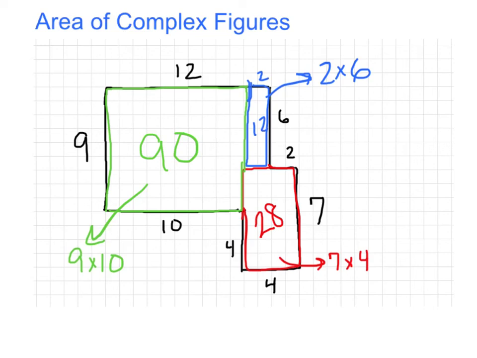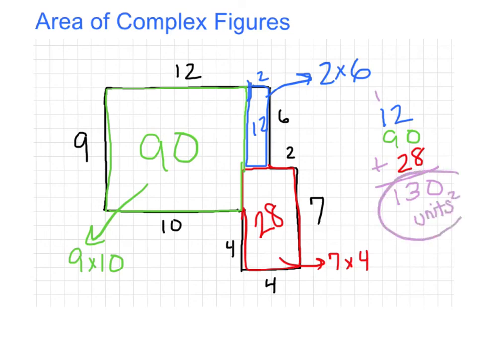In order to figure out the area of the entire figure, I would need to take the 12 from the blue, the 90 from the green, the 28 units squared from the red, and then I would need to add them all together. Well, when I do add those together, I would get 130 units squared for my area.